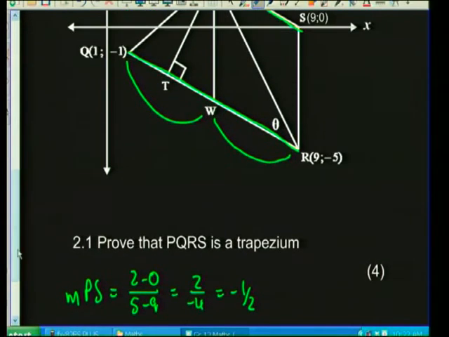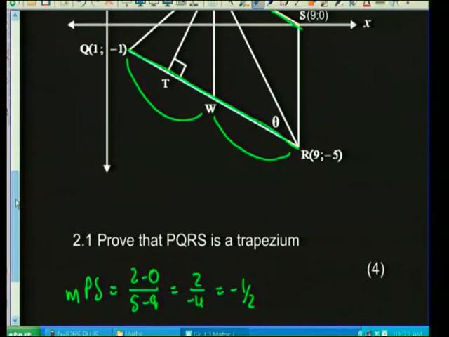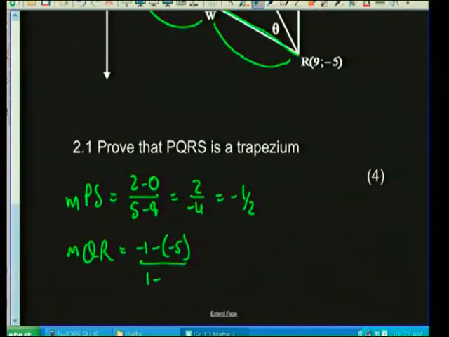Again, I go and say the change in y, which is -1 minus -5, and go over the change in x, which is 1 minus 9. And so over here, I'm going to get -1 plus 5 all over -8. And so I'm going to get 4 over -8, which is -1/2. Beautiful. I've got the same gradients, so therefore I can conclude that I've got parallel lines.